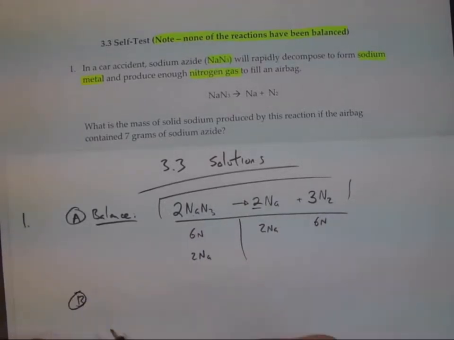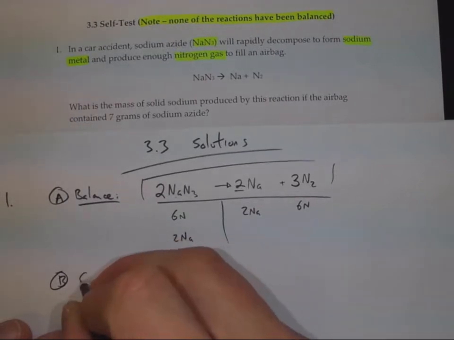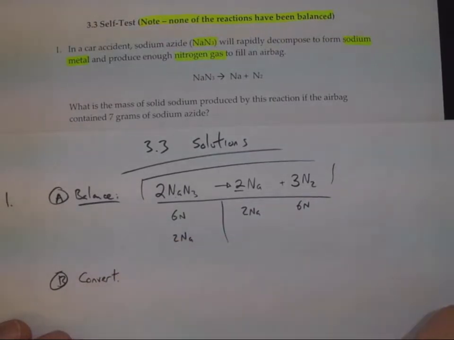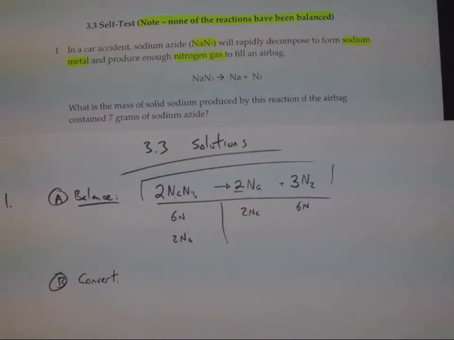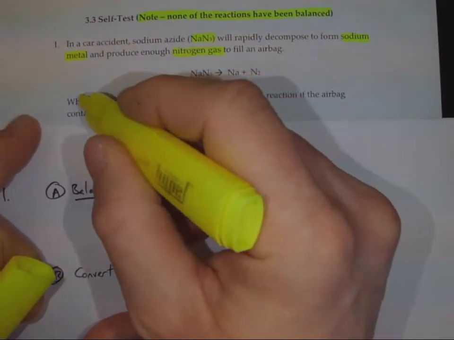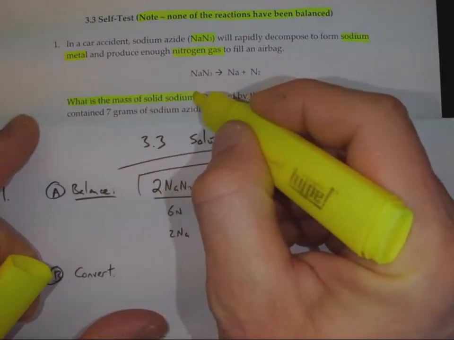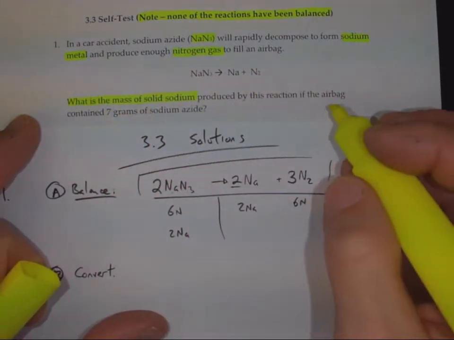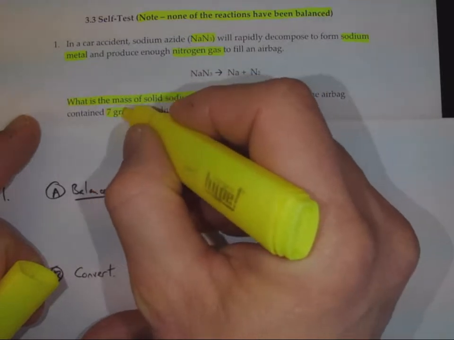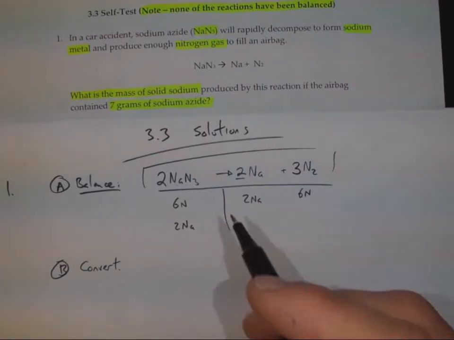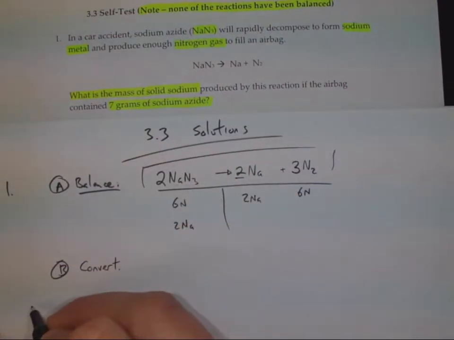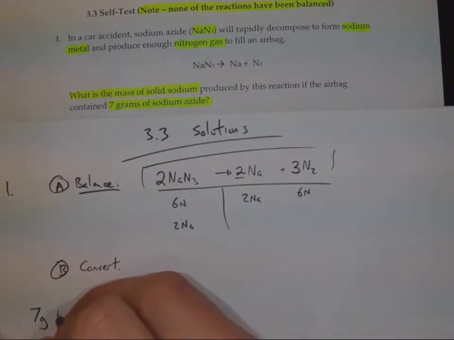All right, so next we're going to want to convert. So we're probably told something about one substance. Now, let's read the rest of this question. All right, so what's the mass of solid sodium? What is the mass of solid sodium produced by this reaction if the airbag contained 7 grams of sodium azide? All right, so we're going to start with some information about sodium azide. Okay, so we've got 7 grams of sodium azide.